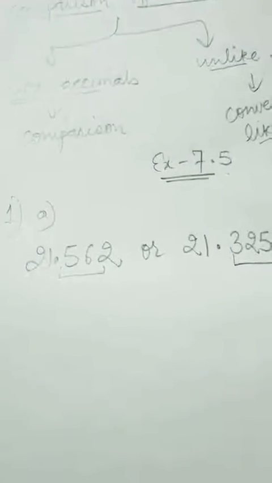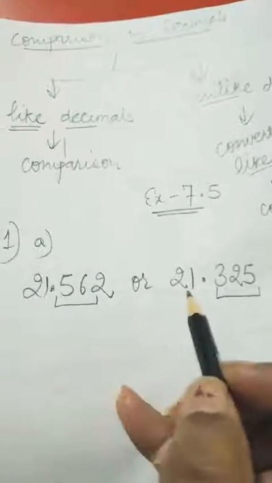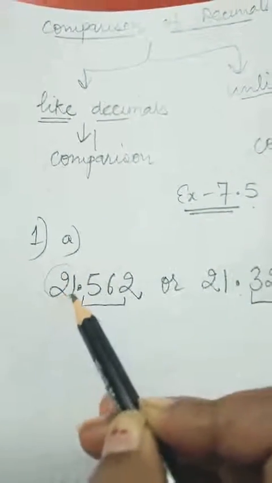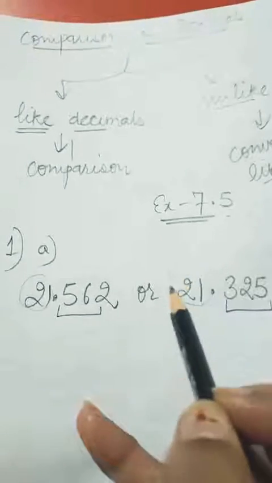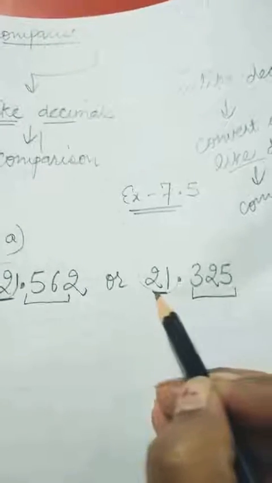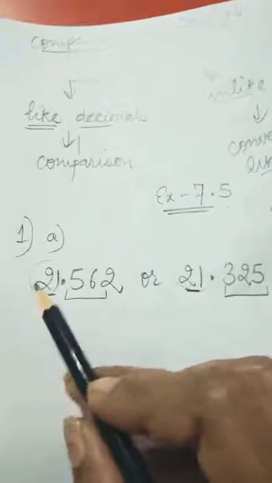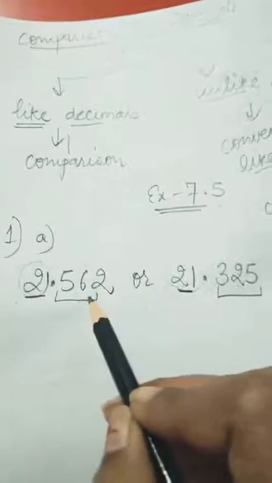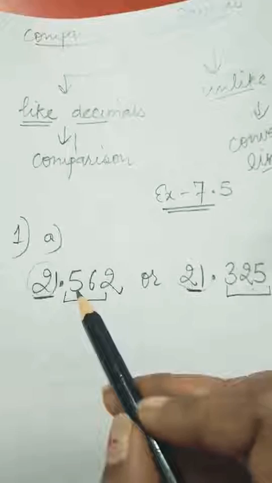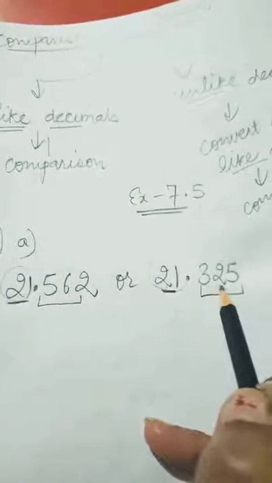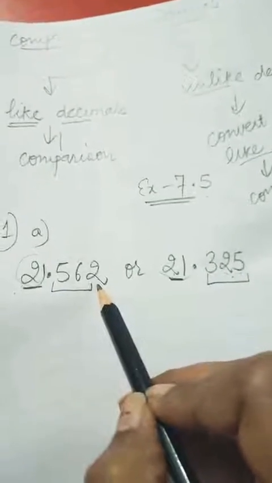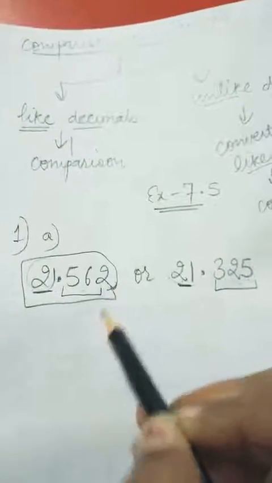Then how to compare like decimals? Yes, when we have to compare these, firstly we will compare before decimal part. This whole part firstly we will do comparison. And here before decimal, here it is 21 and before decimal here is 21. These both are same. If the whole part is same, then we will go for the comparison with the decimal part. In the decimal part you can see here 562 and it is 325. Yes, now which is greater? 562 is greater.